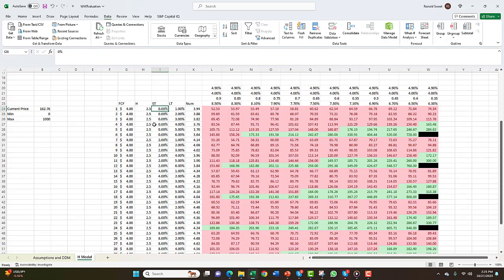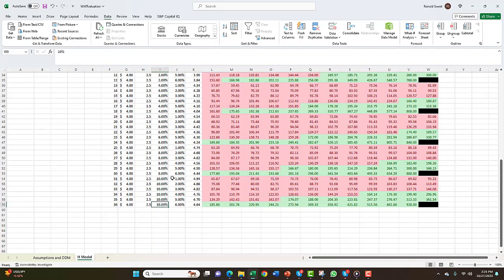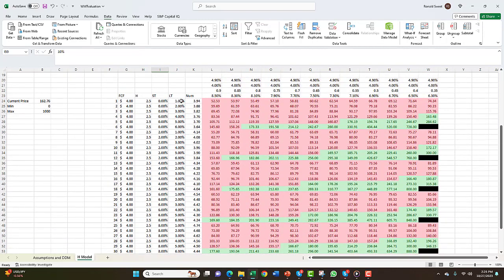Short-term growth, I went from 0% all the way up to 10. Long-term went from 2% up to 6. I could have varied the H, but I didn't. I think if I were to do this again, I might have had just 4 short-term growths and just 3 long-term growths, so I wouldn't have so many versions, and then maybe done a few H's. But just showing you how you can do it.